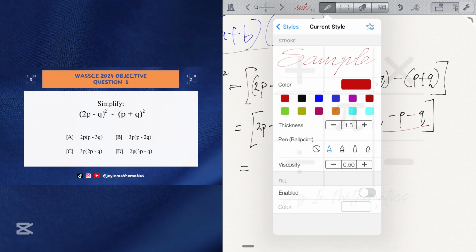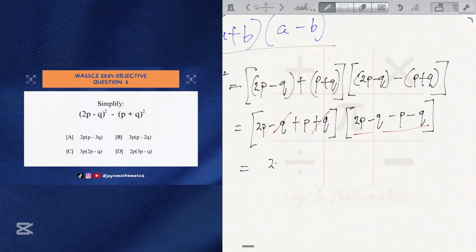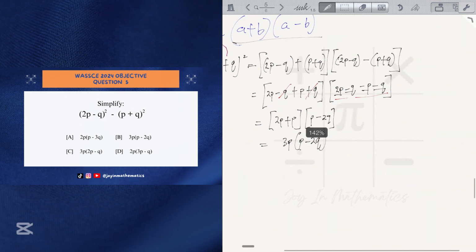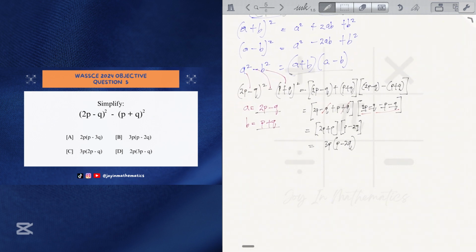So in view of that, this will result into 2p plus p and we'll have 2p minus p. Okay, 2p minus p, and this will give us p. And likewise we have minus q, which will give us minus 2q. So with that we'll have 3p multiplied by p minus 2q, and this is equivalent to option C.